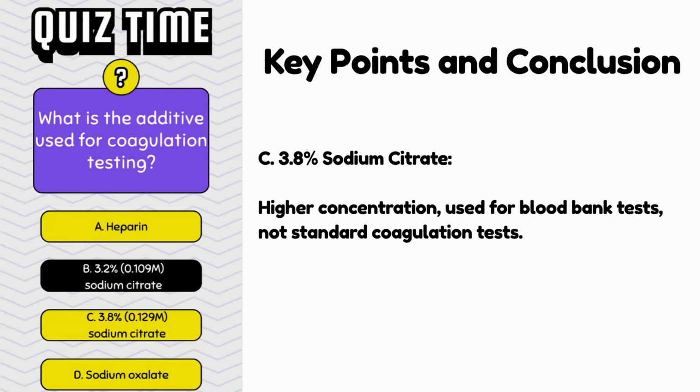3.8% sodium citrate. Why is sodium citrate used for coagulation testing? 3.8% sodium citrate is a higher concentration typically used in blood bank and other specialized tests. The 3.2% sodium citrate is the standard for coagulation studies.